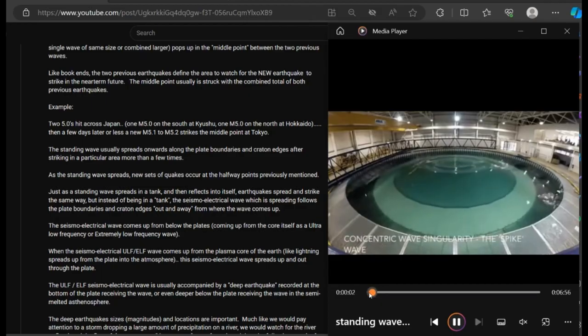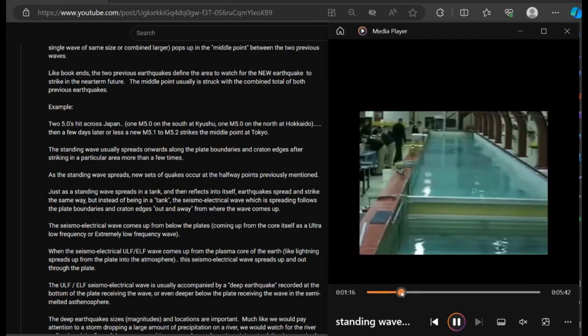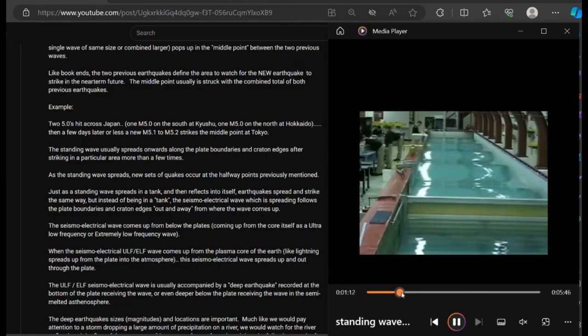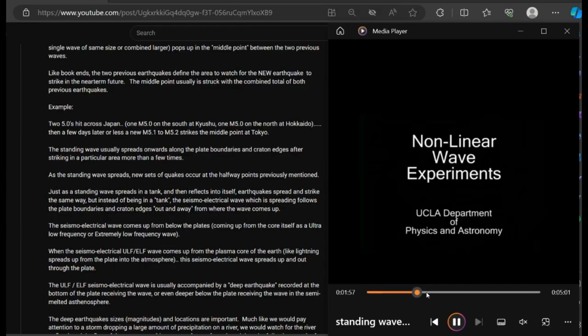Much like we would pay attention to a storm dropping a large amount of precipitation on a river, we would watch for the river to flood, and the flow of the water to go downstream away from the origin point following a path of least resistance. Therefore, just like paying attention to a storm dropping a lot of rain, we need to pay attention to deep earthquakes as a sign of a large amount of low-frequency energy being absorbed into the plate in that area.